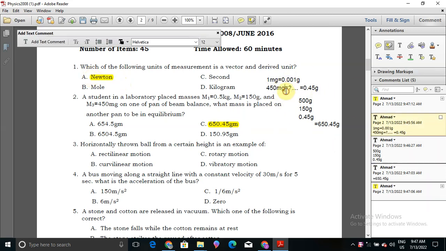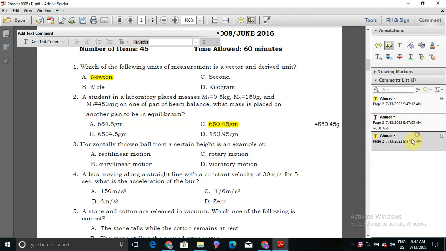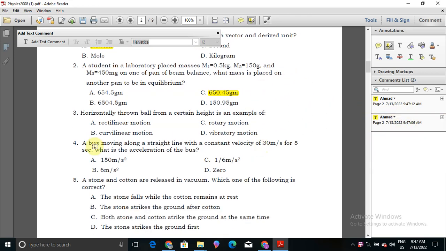Now let's go to the next question. In question number 3, it says a horizontally thrown ball from a certain height is an example of which motion? Rectilinear motion, curvilinear motion, rotary motion, or vibratory motion?